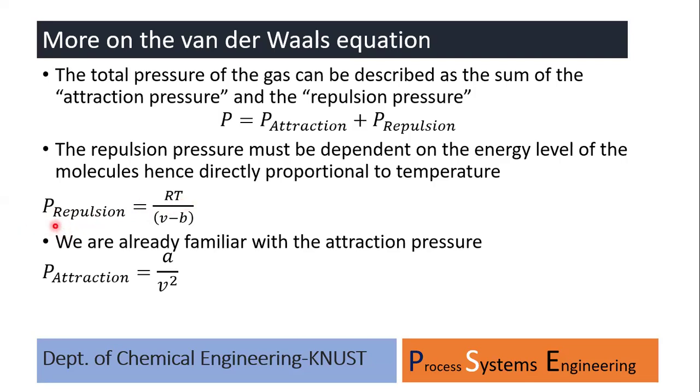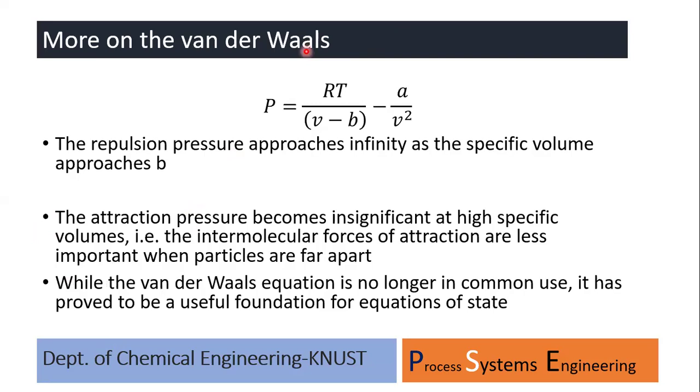So the repulsive pressure is equal to RT over V minus b. But then when we are looking at the attractive pressure, it's going to be the other term we have, so that's going to be a over V squared. So what we are saying is that the total pressure in the system is equal to this. This is the repulsive part, then this is the attractive part. The negative is coming in because they are opposite to each other. Is that okay?